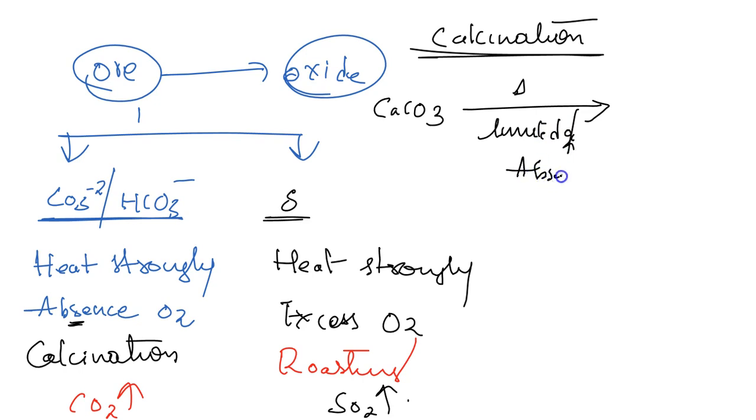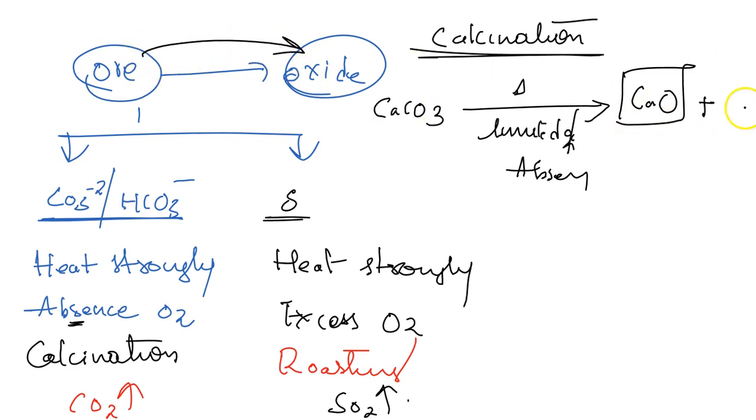Limited oxygen or absence of oxygen leads to formation of, look at this, metallic oxide. The step itself is about converting ore into metallic oxide, isn't it? Along with that, CO2 is released. Done. And if it is roasting, I'm writing the equation here.